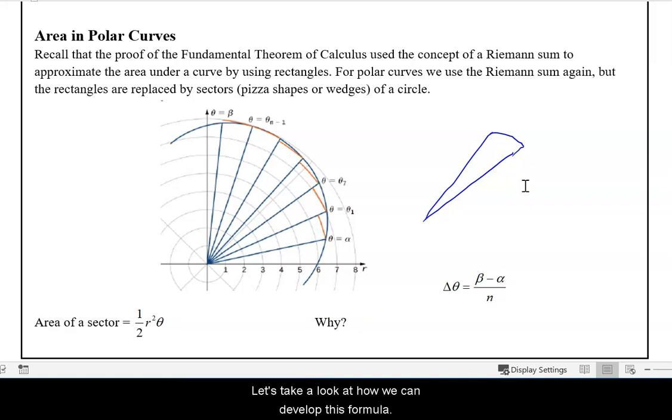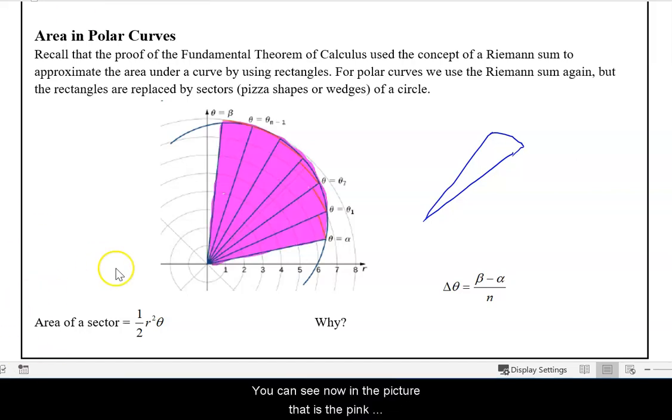Let's take a look at how we can develop this formula. Realize that in this figure, what they are trying to compute is the area that is between the angle theta equal to a up to theta equal b, or, as we typically use for angle measures, alpha and beta. Let me shade in the region here so that you can see the area we're trying to find. You can see now in the picture that in the pink shaded region, I do have what looks like sort of a sector of a circle.